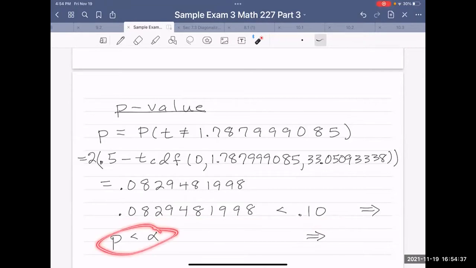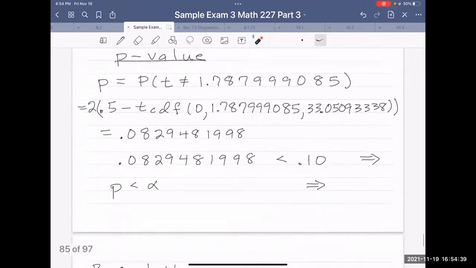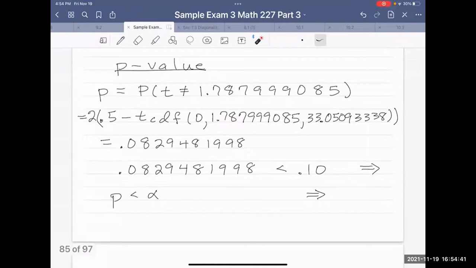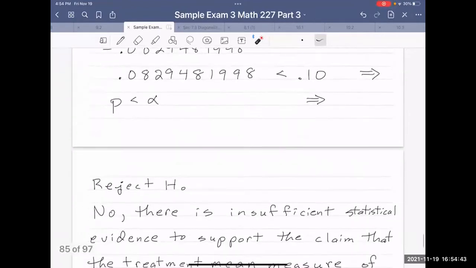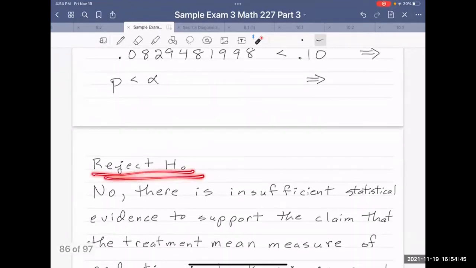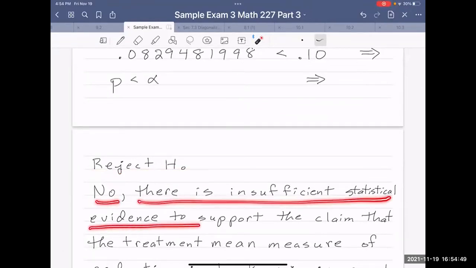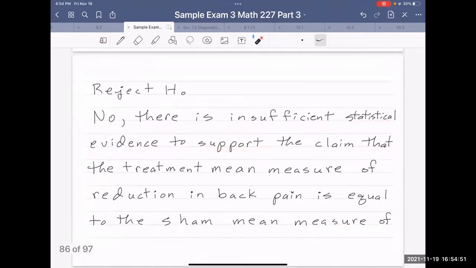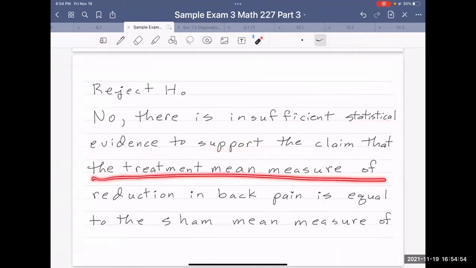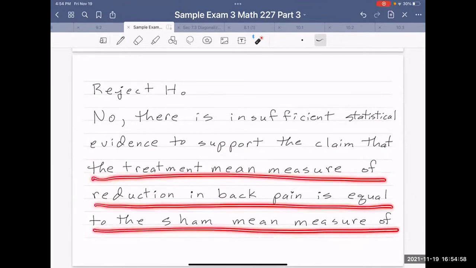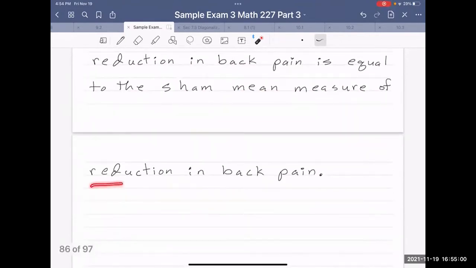So since p is less than alpha, it's in the rejection region. So I'm going to reject the null hypothesis. So no, there's insufficient statistical evidence to support the claim that the treatment mean measure of reduction in back pain is equal to the sham mean measure of reduction in back pain.